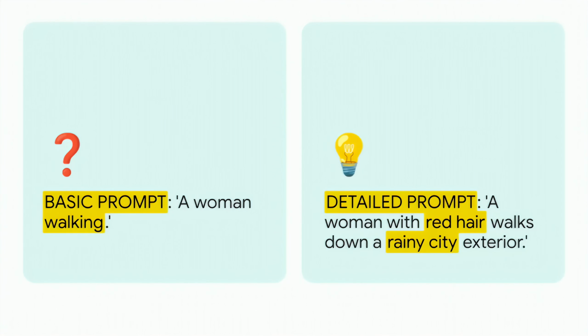Let's look at a quick example. A basic prompt like "a woman walking" just leaves way too much up to guesswork. I mean, you'll get a video for sure, but probably not the one you actually imagined. But look at the difference a few details can make. By saying "a woman with red hair walks down a rainy city exterior," we've suddenly created a whole mood and set a specific scene. The AI's picture is way clearer, and your result is going to be so much closer to what you really want.